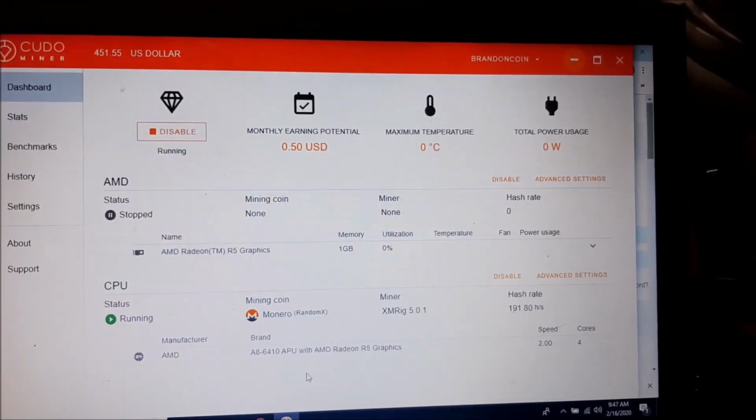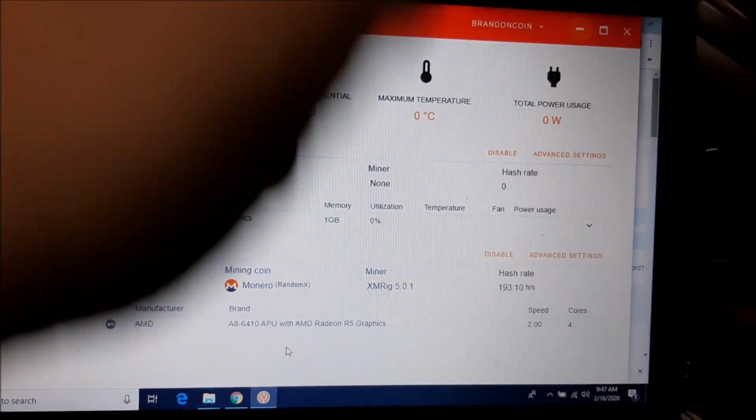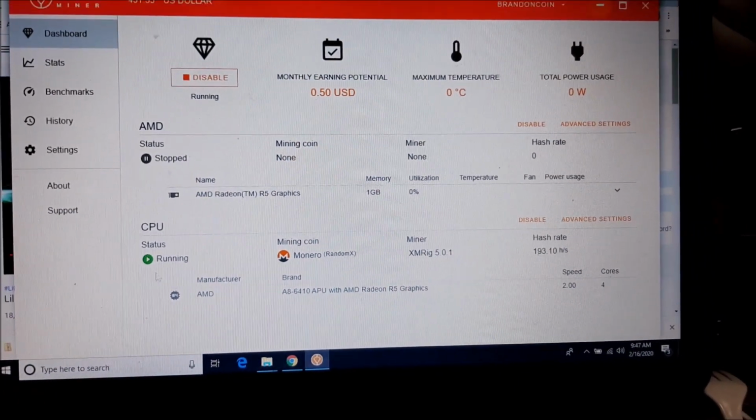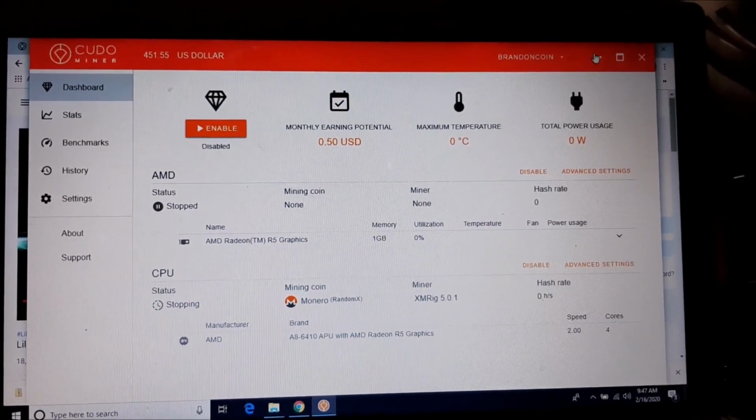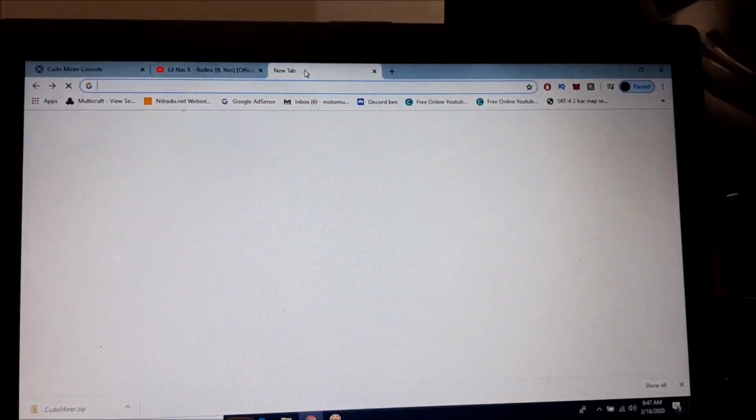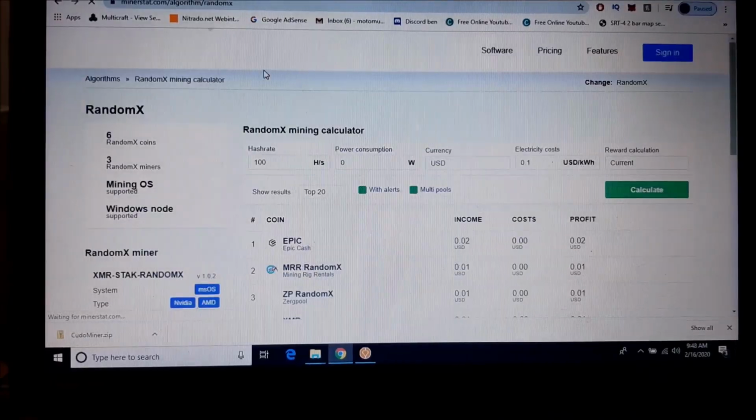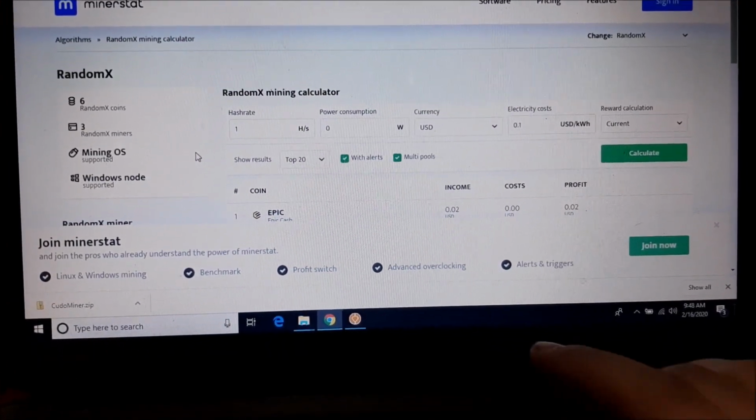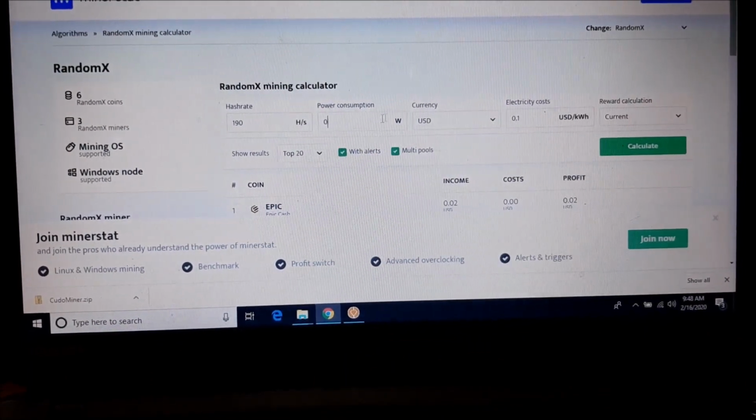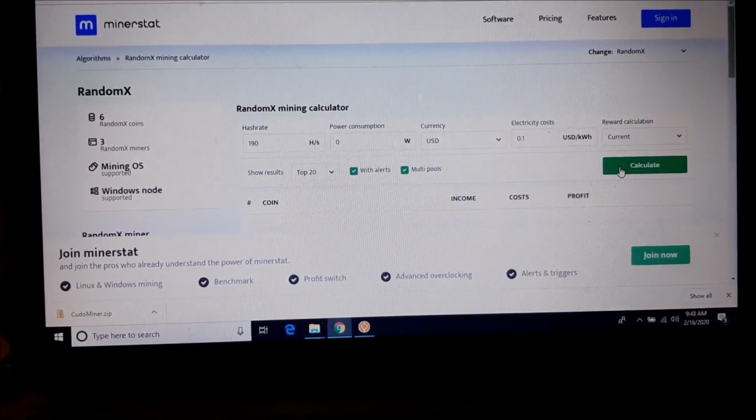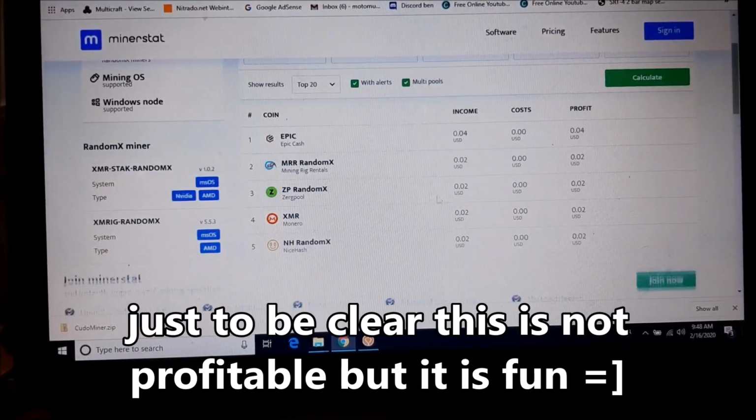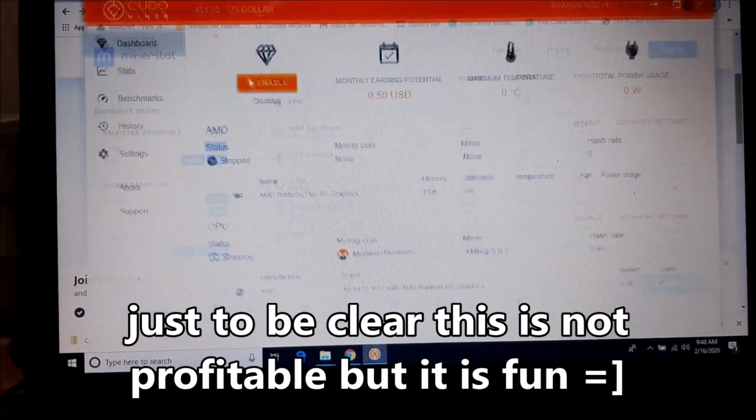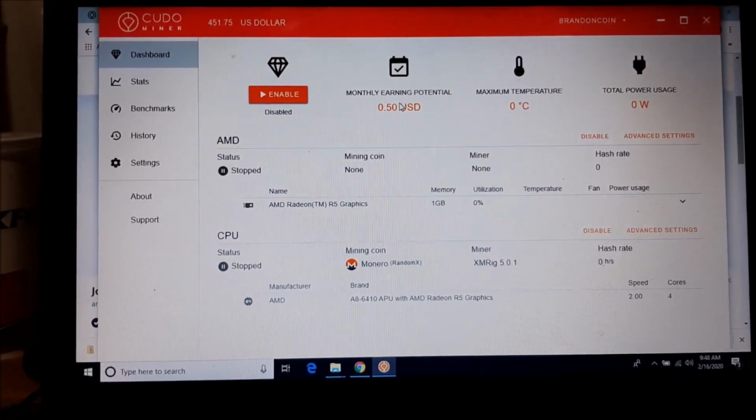Monthly earning potential is showing 50 cents. I'm not sure if that's accurate or not, but we can take this hash rate and dump it into What To Mine and find out. So let me disable this. We're looking at 190 hashes, and let's go to What To Mine. RandomX mining calculator, hash rate, we're going to put in 190 hashes. Power consumption unknown at this time. Let's calculate. So on Monero, we are looking at 2 cents a day, and our estimate was 50 cents a month. So that's pretty accurate.